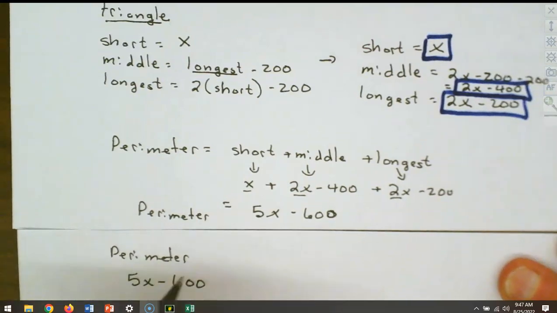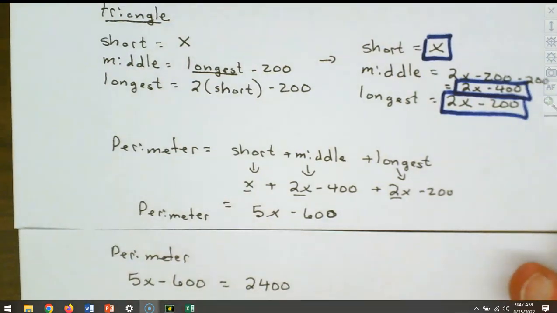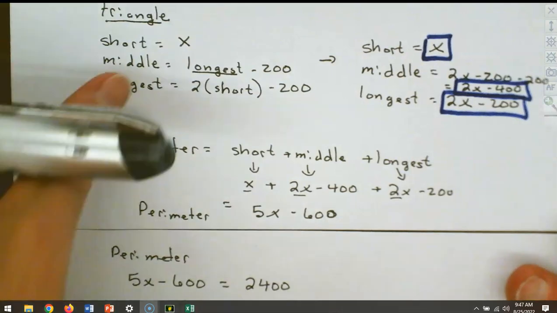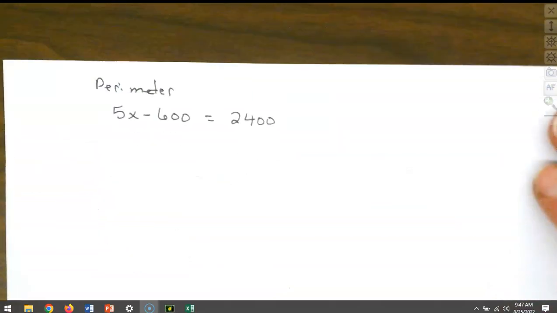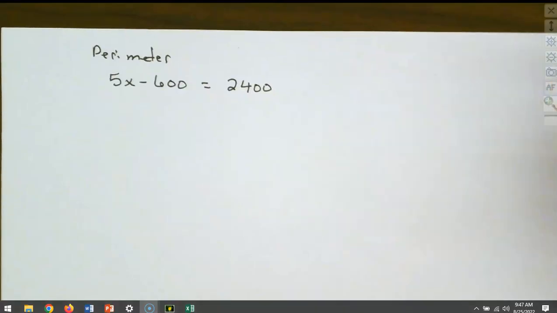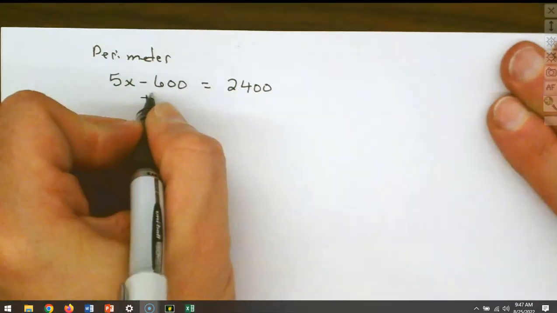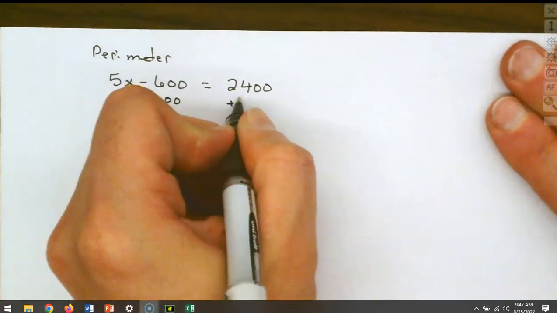And what is our perimeter? What number is represented by the perimeter? Well, that is represented by that 2,400, right? Because perimeter is going to be that 2,400 feet there. Now we've got everything that we need. And now we can go back and finish this. So now we can finish this very easily by simply adding that 600 over.